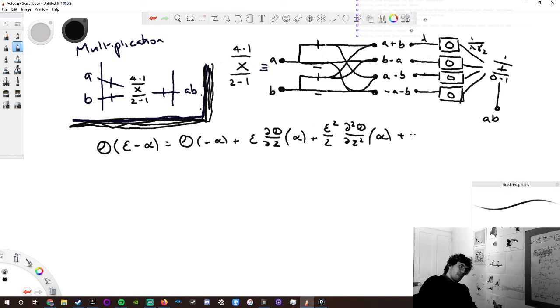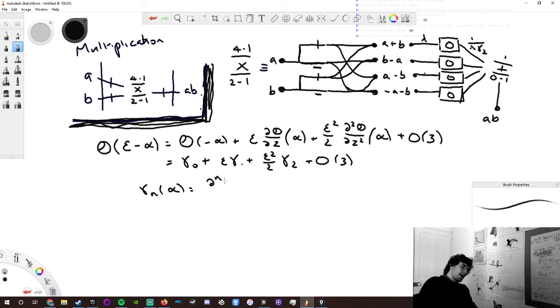And we could keep going, but this will be enough now. And it's this that we're representing as gamma 0 plus epsilon gamma 1 plus. We'll keep the 2's because then this means that gamma n, which is actually a function of alpha, is d to the n theta over dz, d to the n of theta z over dz, evaluated at alpha.